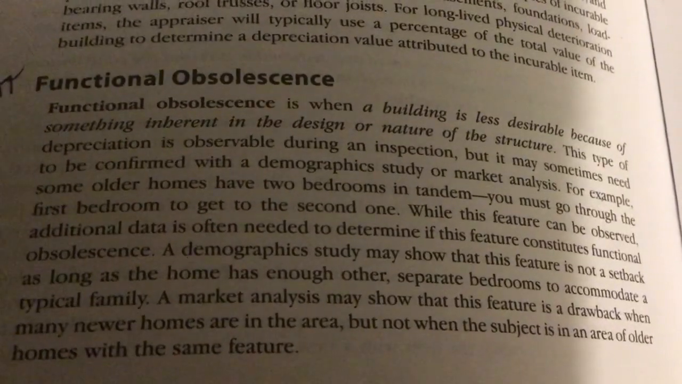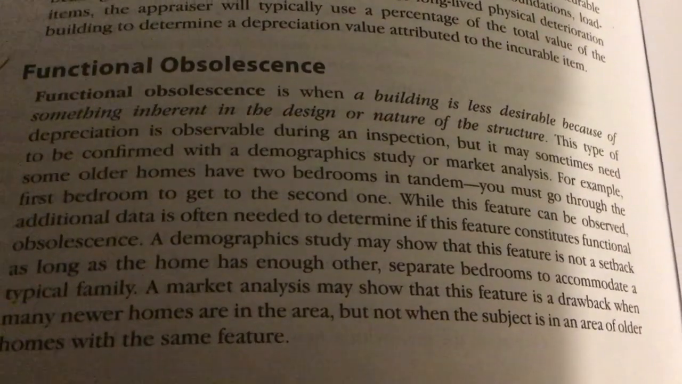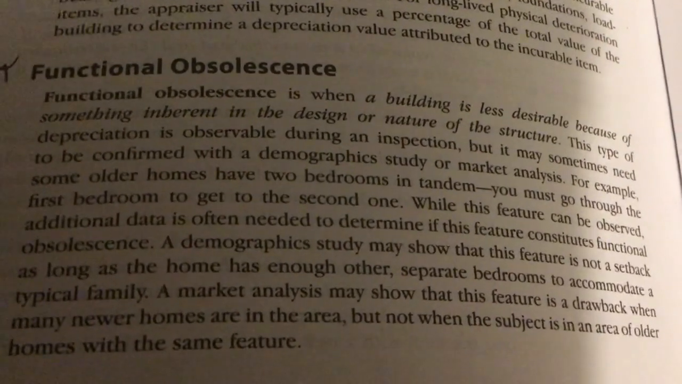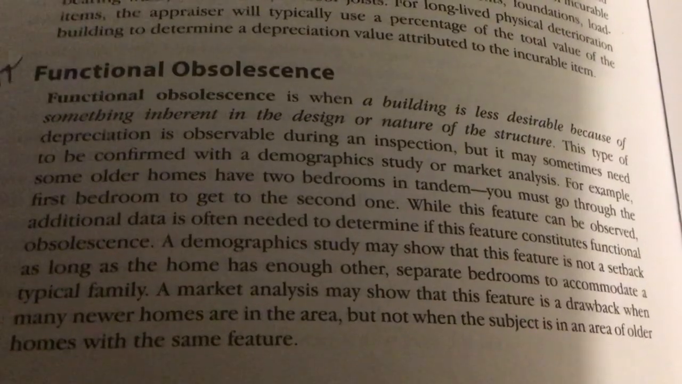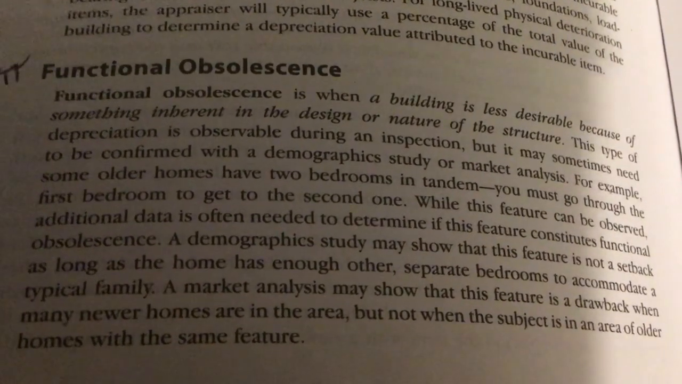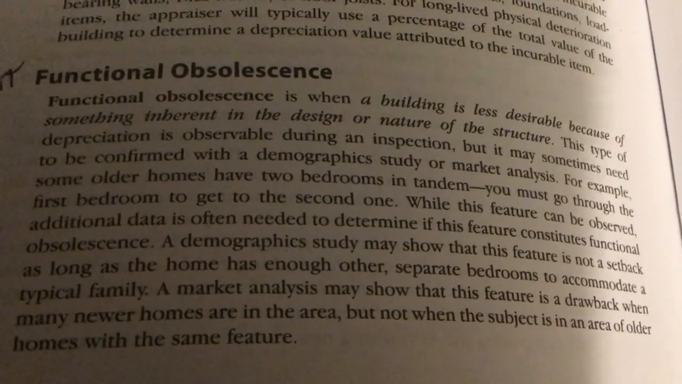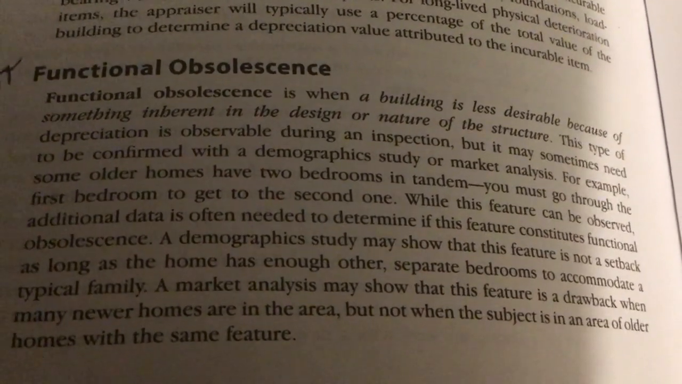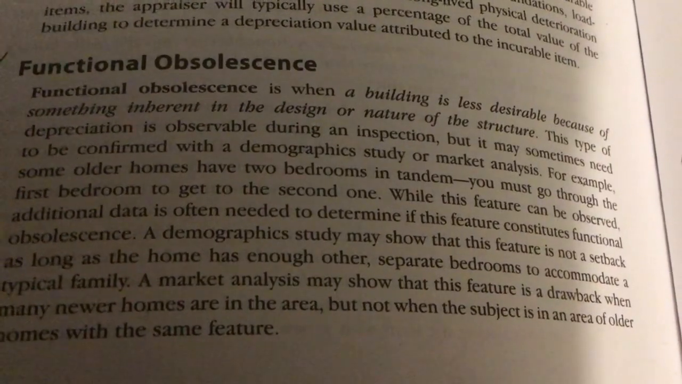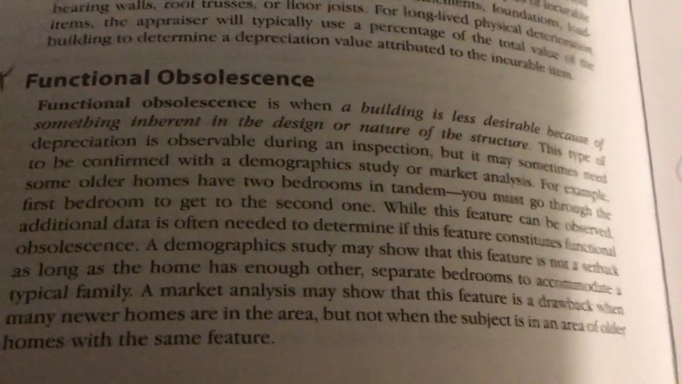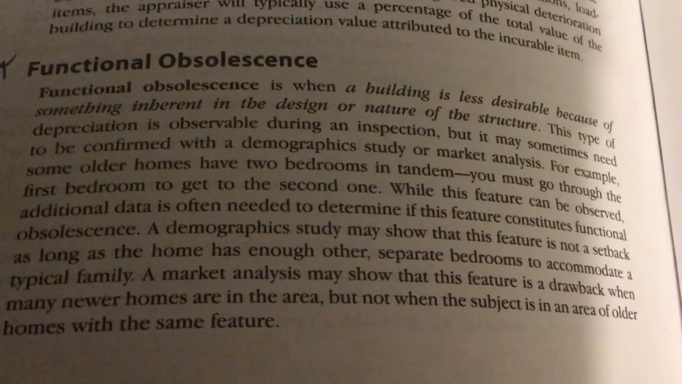While this feature can be observed, additional data is often needed to determine if this feature constitutes functional obsolescence. A demographic study may show that this feature is not a setback as long as the home has enough other separate bedrooms to accommodate a typical family. A market analysis may show that this feature is a drawback when many newer homes are in the area, but not when the subject is in an area of older homes with the same feature. There are a lot of factors that go into this.